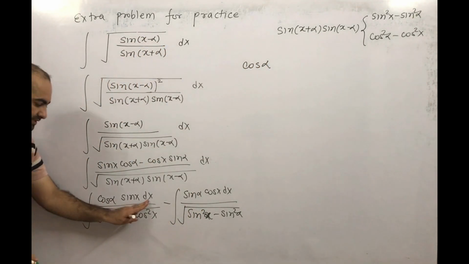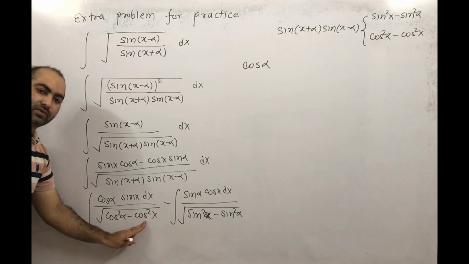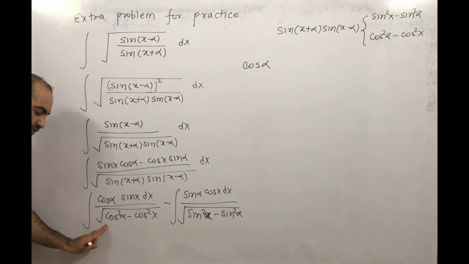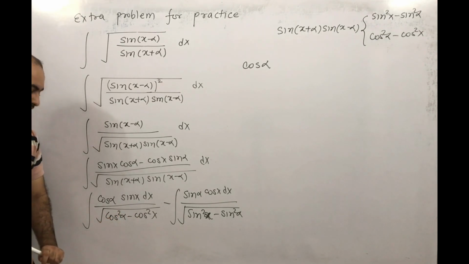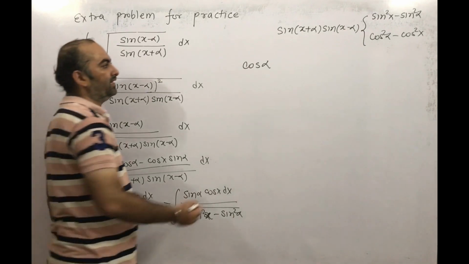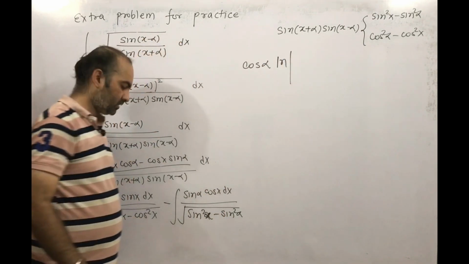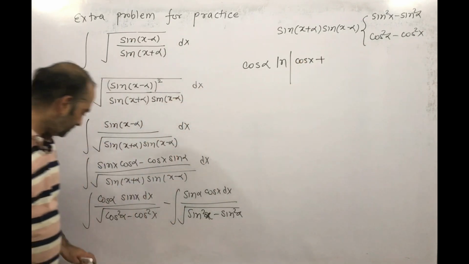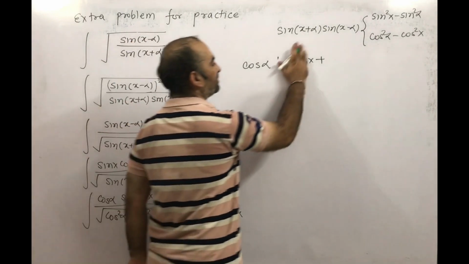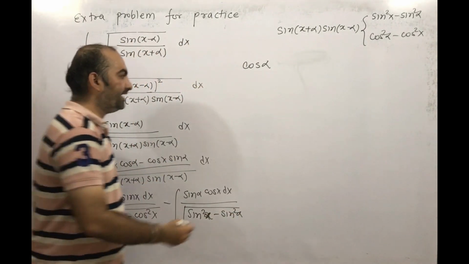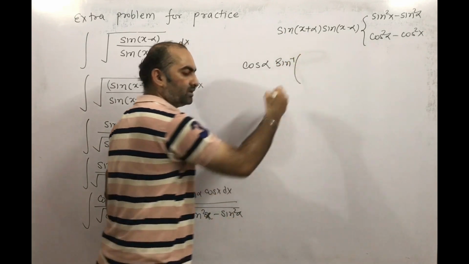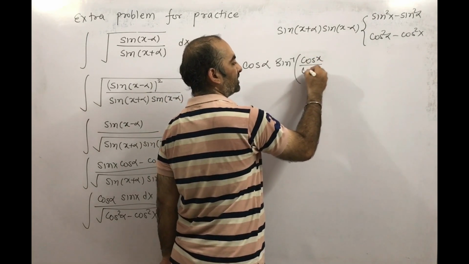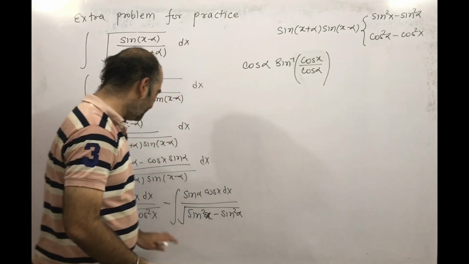Integration of sin x dx divided by root over cos square alpha minus cos square x. If I take cos x as t, then sin x dx is dt. So dt divided by root over a square minus t square. So here we have to apply the formula. Sorry, this is a square minus x square. So this will come out by the direct formula, sine inverse of cos x divided by cos alpha. Cos x divided by cos alpha, this will come. Then minus.